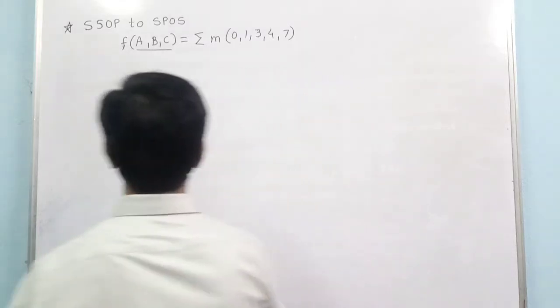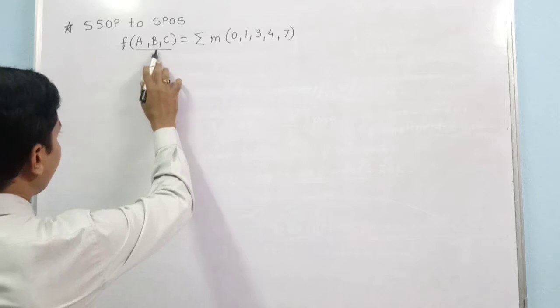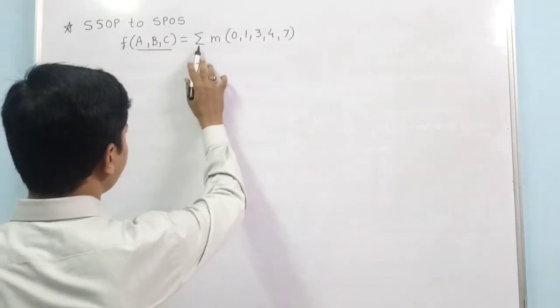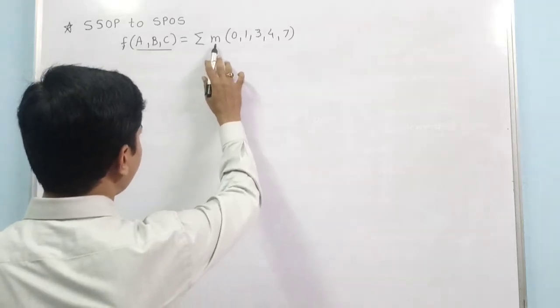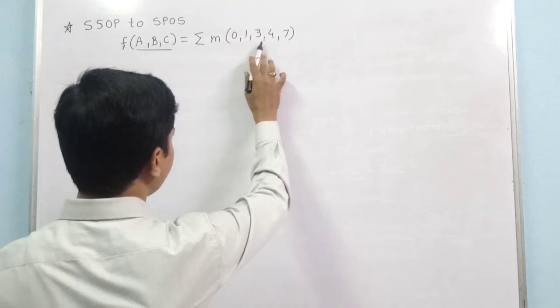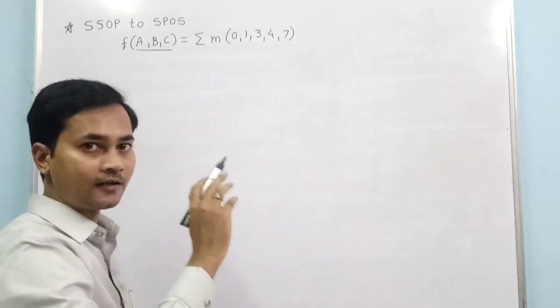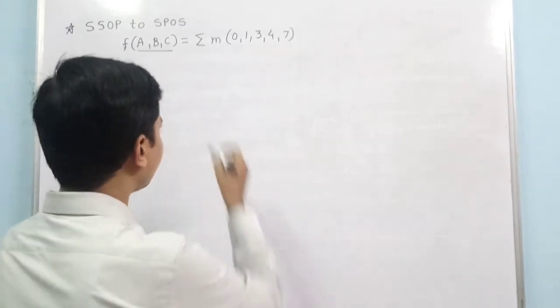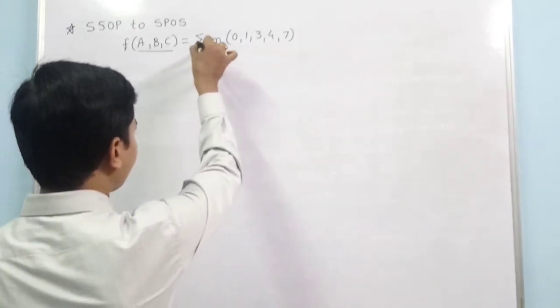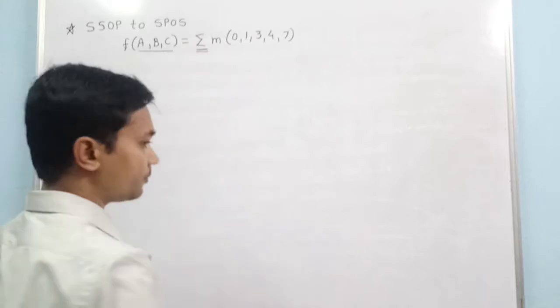Consider that f of a, b, c is equal to sum of m of 0, 1, 3, 4, 7. So these many terms are given in standard SOP form, because the summation is used to represent standard SOP form.